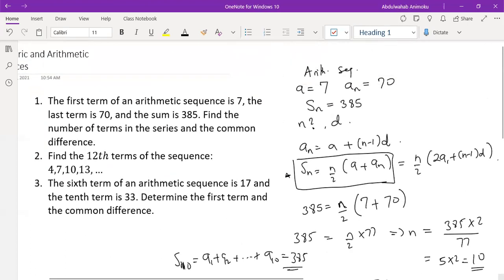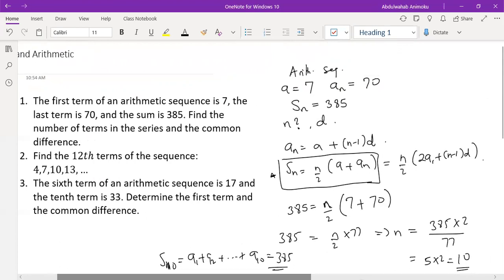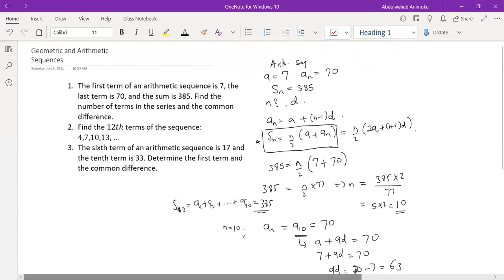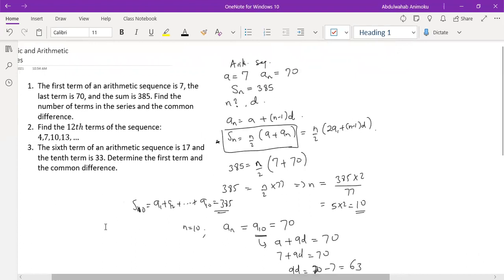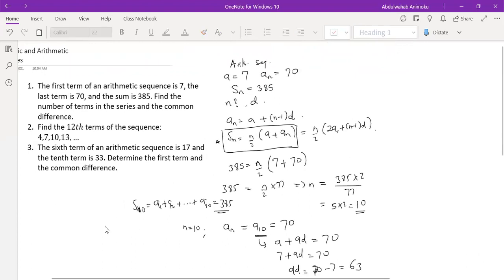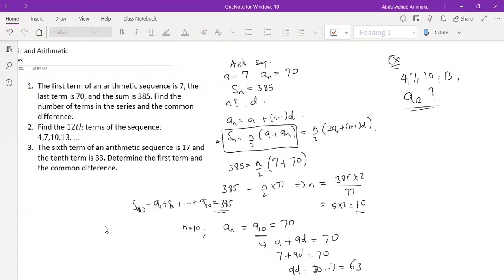Now let's move to the second problem, which is problem 2. It says, find the 12th term of the sequence. So we have the sequence 4, 7, 10, 13. We are looking for the 12th term, a12. Now notice that we are not told whether it's arithmetic or not, but we can observe that this sequence is arithmetic. Why?